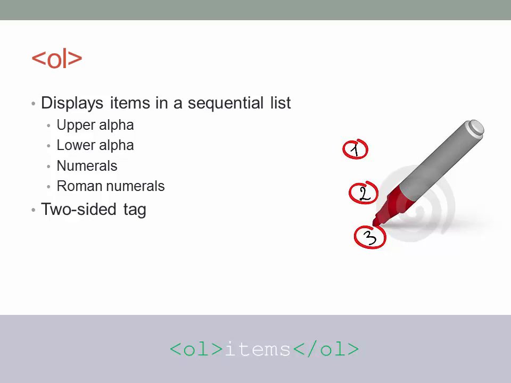Keep in mind that this particular element, OL, has a two-sided tag. So you're going to open with the OL and you'll close with the OL. We're only focusing on the parent element of OL. There is another child element that is required, which we'll cover shortly.